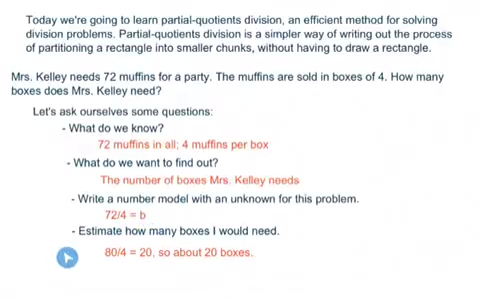B for boxes. And if I estimated how many boxes I would need, just to give myself a ballpark, set my brain up for success, I could say 80 divided by 4 is 20. So about 20 boxes. That's what I should be thinking about. Okay? Jot some notes and then come on to the next slide.